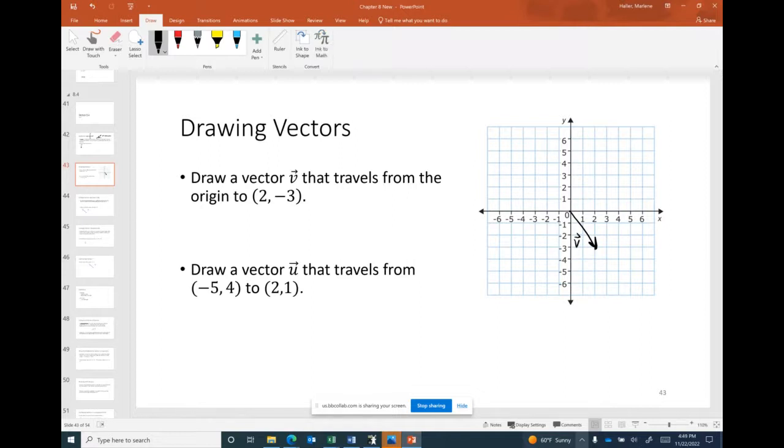So there's vector v. Vector u doesn't start at the origin, but it travels from the point with the coordinates (-5, 4) to the point with the coordinates (2, 1). Right? So where's (-5, 4)? This one's going to start here. It's going to travel to (2, 1). It's going to end there. So there's our vector u.